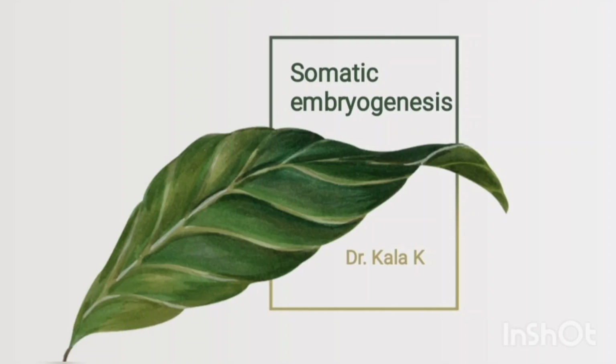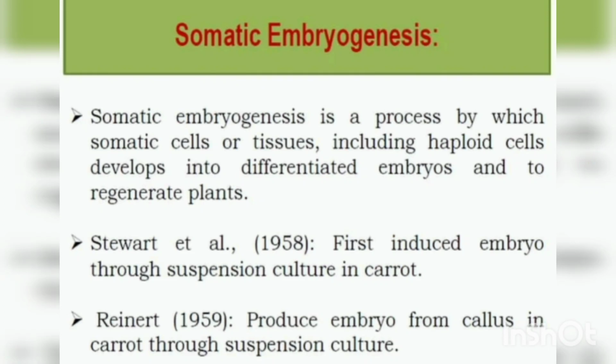Hello, today we are discussing somatic embryogenesis. So let us first see what is somatic embryogenesis. Somatic embryogenesis is a process by which the somatic cells, that is the body cells, develop into differentiated embryos, and from these embryos a new plant is regenerated. Here the somatic cells or tissues, even the haploid cells, can be developed into embryos.